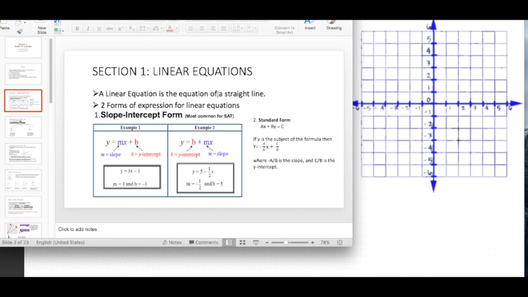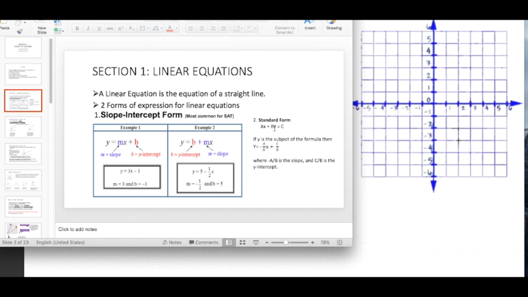There are two forms of expression for linear equations. You have one, the slope-intercept form, which is the most common for SAT, and then we have number 2, which is your standard form. So let's take a quick look at the standard form. You will not often see the standard form. You would more so be using the slope-intercept form, but the standard form says ax plus by is equal to c. This is where a, b, and c are numbers. The a is the coefficient of x, and the b is the coefficient of y, and the c is what would be produced. So let's look a little further.